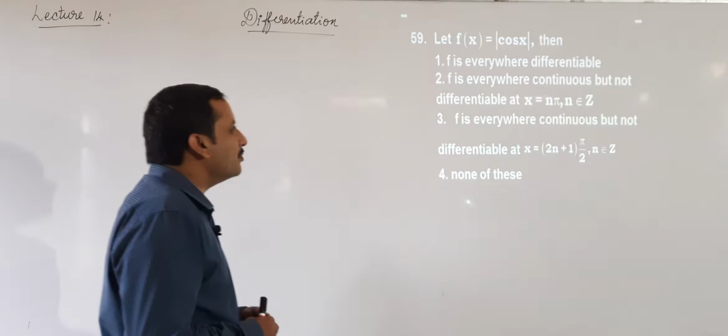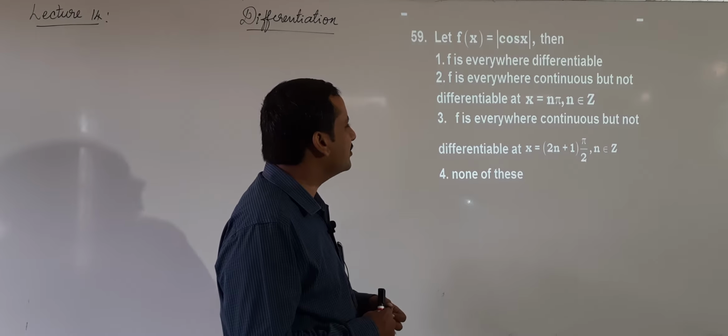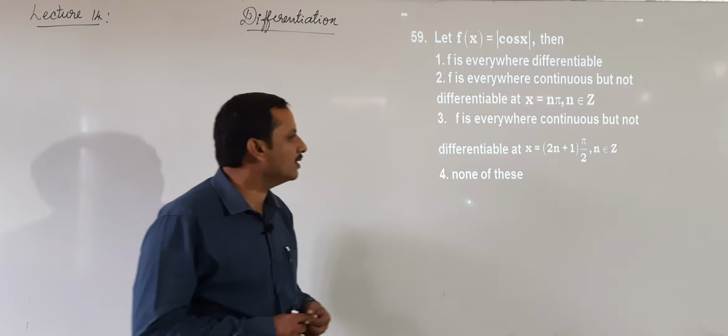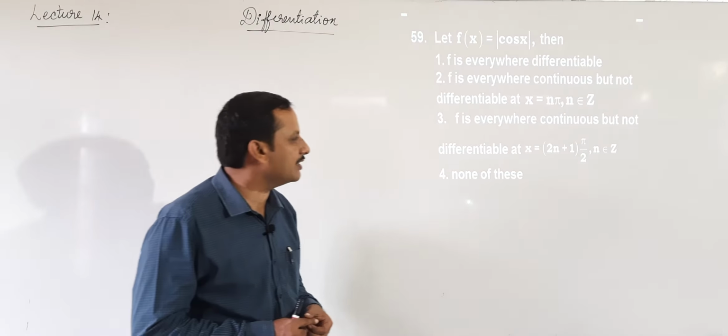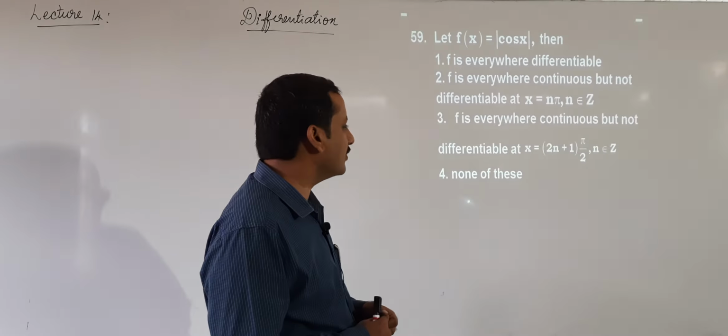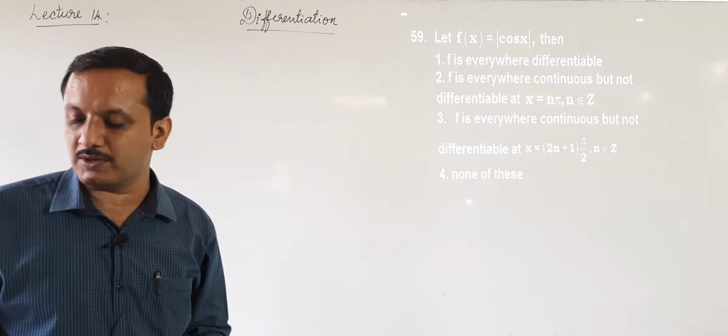Let f of x equal to mod cos x. Then f is everywhere differentiable; f is everywhere continuous but not differentiable at x equal to n pi, where n belongs to Z; f is everywhere continuous but not differentiable at x equal to (2n plus 1) into pi by 2; and none of this. So for this, let's have a look at the graph of mod cos x.